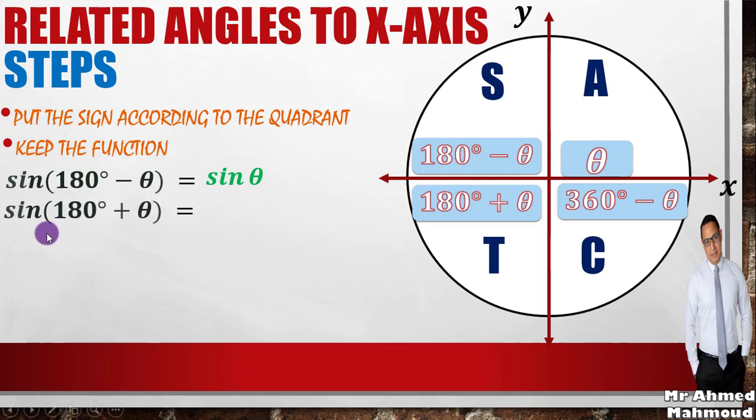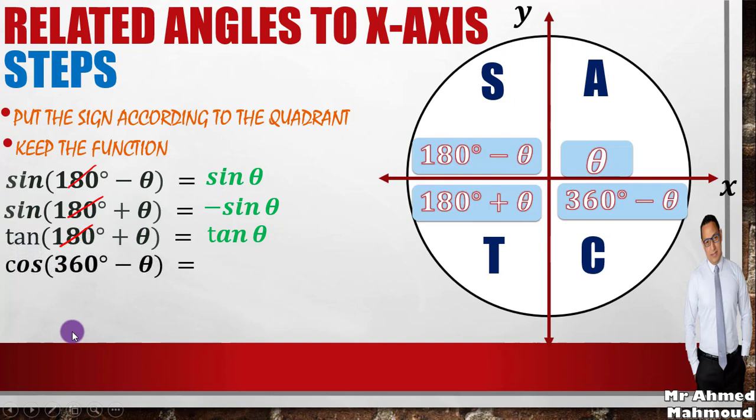Another example, sine of 180 plus theta. 180 plus theta is in the third quad. Sine in the third quad will be changed because the tan only is positive, so it will be negative. Keep the function, so I will write negative sine theta. Another example, tan of 180 plus theta. 180 plus theta lies in the third quadrant, and tan in the third quadrant is positive, so the answer is positive. Keep the function, so it will be tan theta. I ignore the number and write sine theta, tan theta, but using the sign according to the asterisk rule.